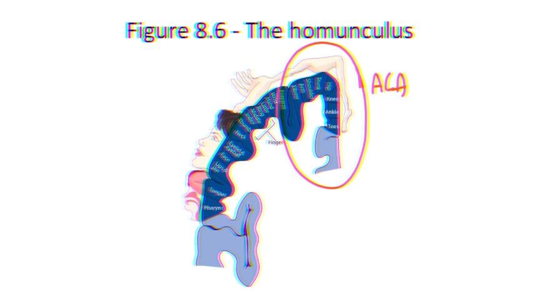Again, from the last slide, we know that this region here is supplied by the middle cerebral artery, or MCA. This means occlusion of the MCA would result in contralateral paralysis and sensory deficits of the upper limb, face, and mouth.